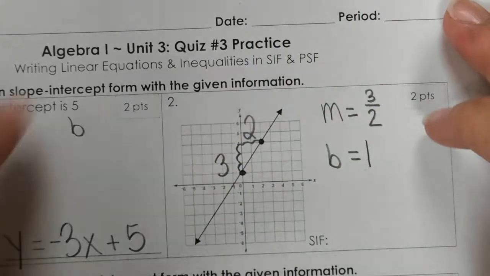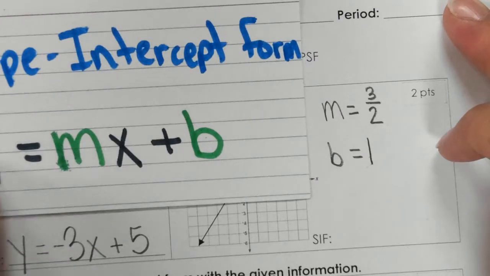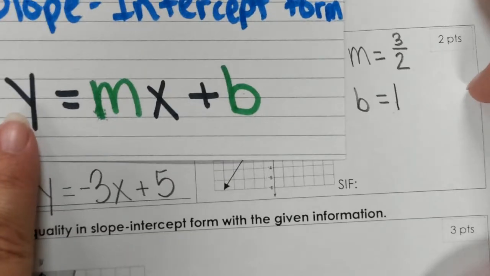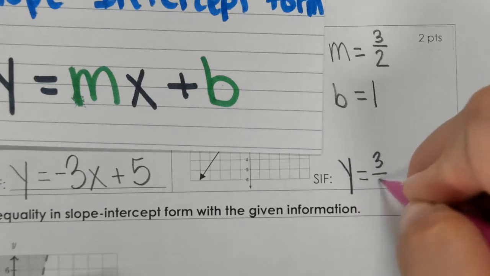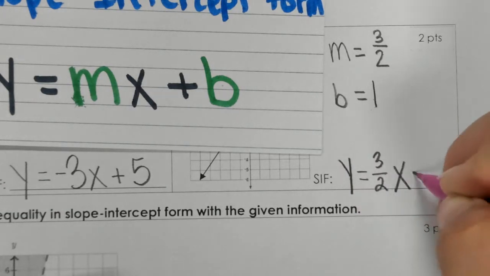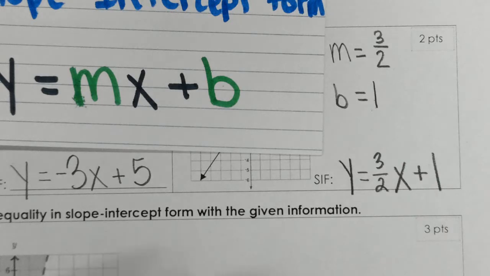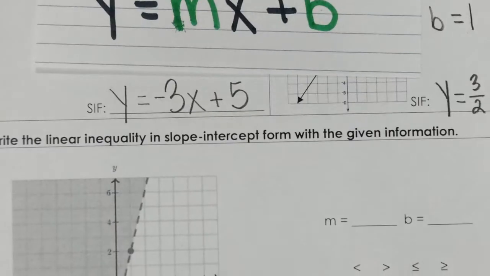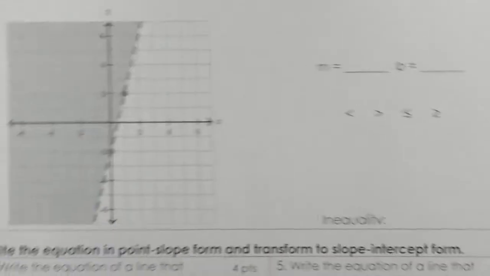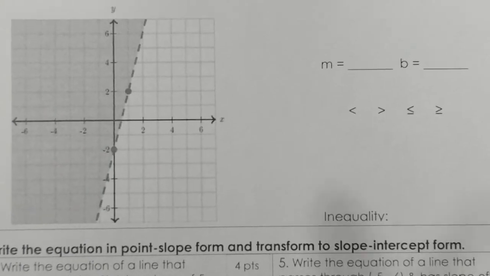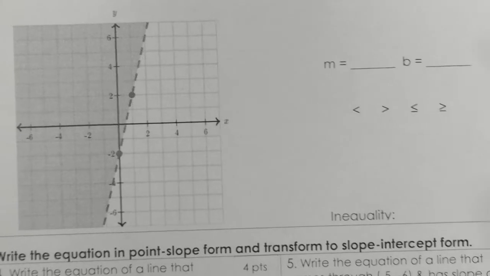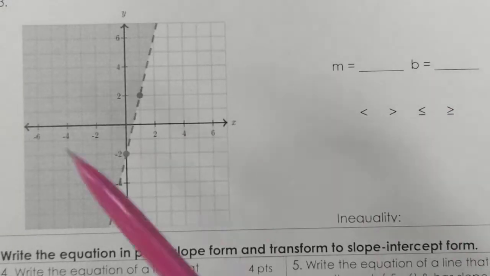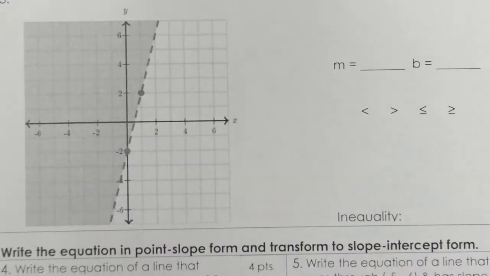And then again, same idea, I got to plug it in to y equals mx plus b. Okay, so y equals m, which is 3/2, x, b is positive 1. Okay, now for the second example, we have to come up with m and b just like we did, but then instead of the equal sign, we have to pick one of these inequalities because we have this shading and this dashed line here, okay?